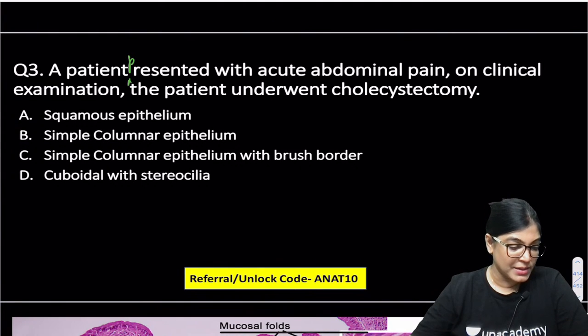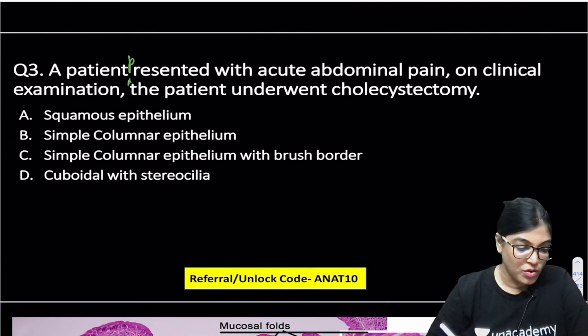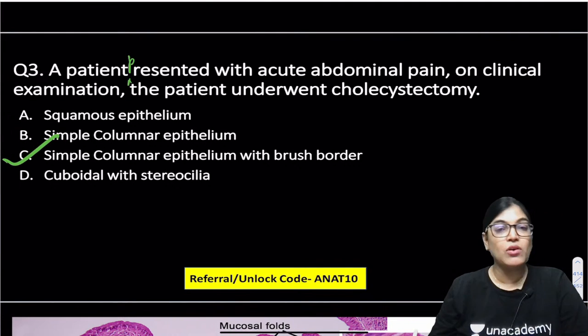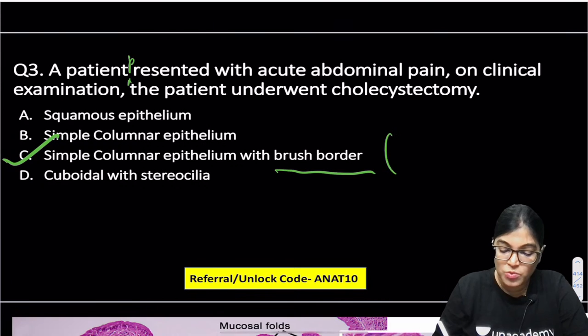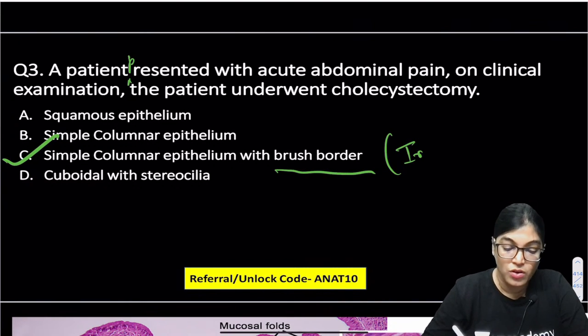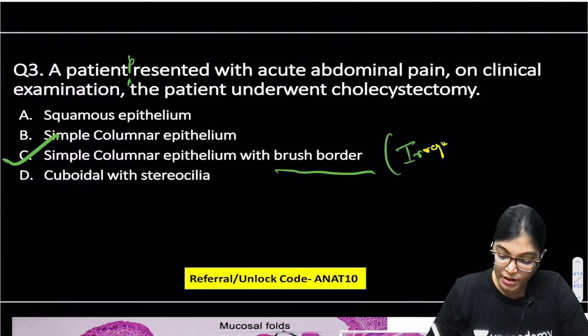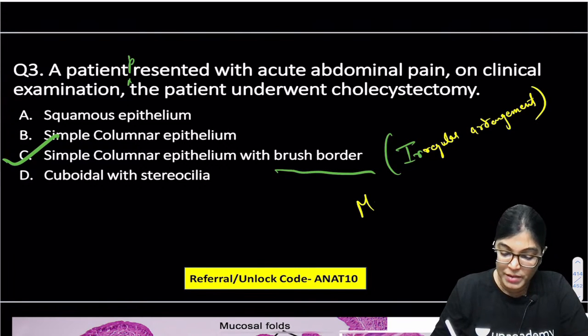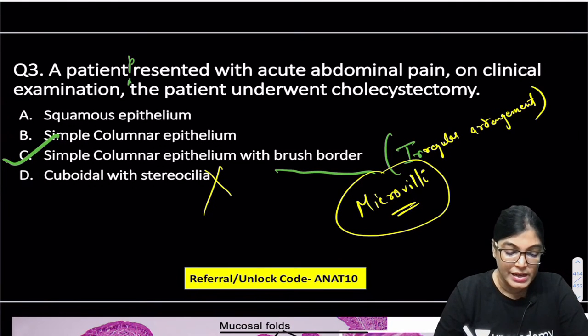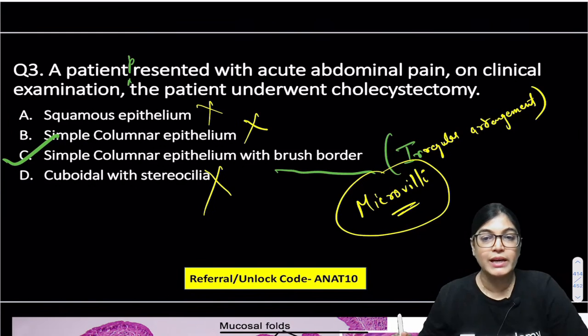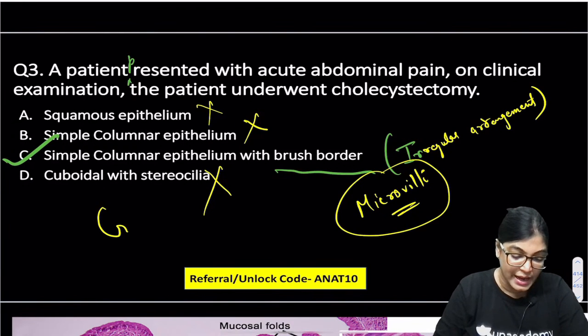Okay, I'm getting B and I'm getting C as the answer. So I will go with the correct answer. Actually, the correct answer is C, simple columnar epithelium with brush border. Why brush border? Because there is an irregular arrangement of microvilli. The other options, cuboidal with stereocilia, and squamous epithelium, are not correct. So this becomes a slide of gallbladder.